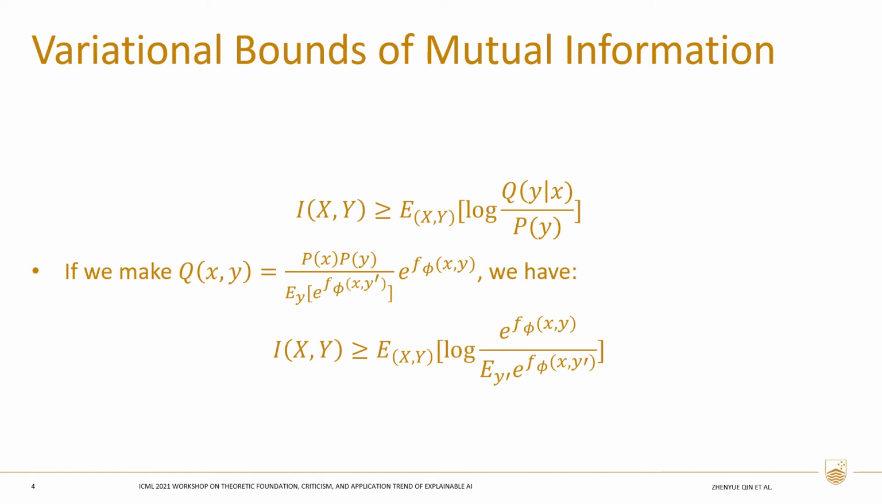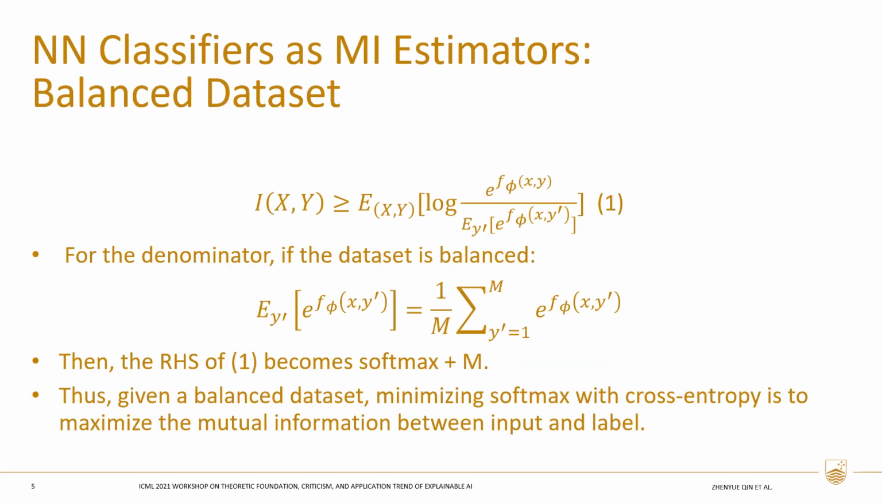Furthermore, if we replace the Q part with px times py divided by the expectation of e to the power of fxy prime times e to the power of fxy, where function f is parameterized by phi, we can get a new form of the variational lower bound of multi-information. As we can see, this new form is very similar to softmax. In fact, if the dataset is balanced, that is, if each label's instance number is the same, the right-hand side of equation 1 becomes softmax. Thus, given a balanced dataset, minimizing softmax with cross-entropy is to maximize the multi-information between input and label.